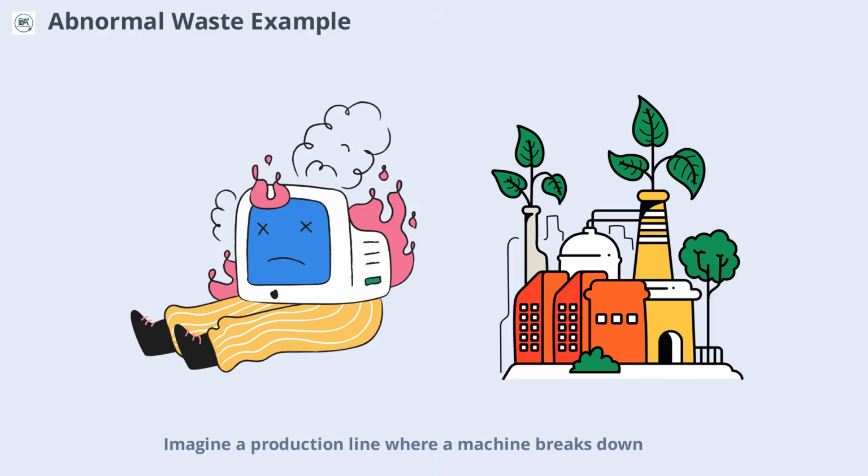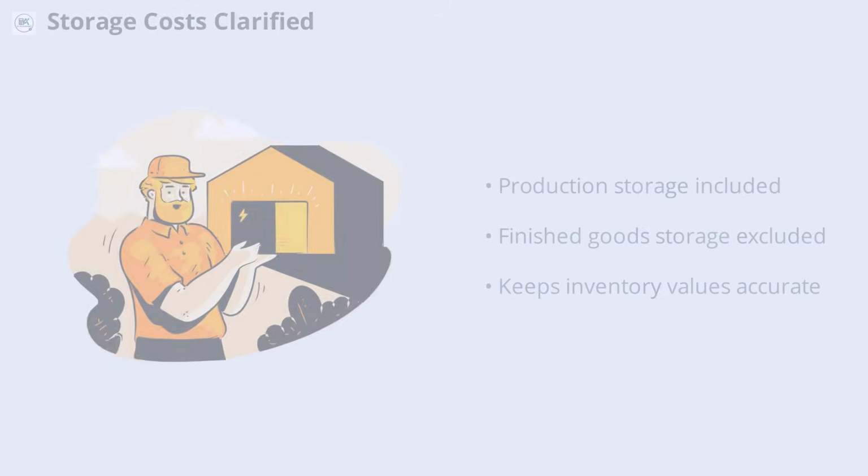Imagine a production line where a machine breaks down, causing a batch of materials to be wasted. This abnormal waste is not considered part of inventory cost. Instead, it's recorded as an expense in the period it happens. By excluding such abnormal losses, IAS 2 ensures that inventory values are not artificially inflated by inefficiencies or unexpected events in the production process.